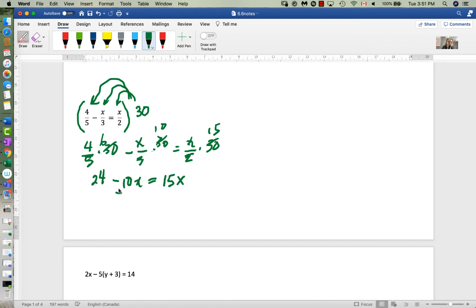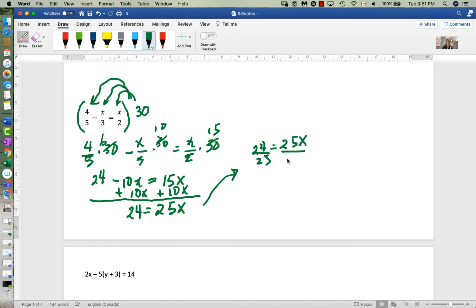Well, let's see, let's add 10 to both sides, plus 10x. So then it's 24 equals 25x. You divide both sides by 25. And that gives you 24 25ths equals x. Wow, that's quite a number, isn't it?